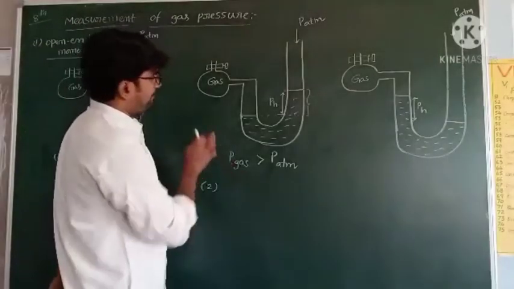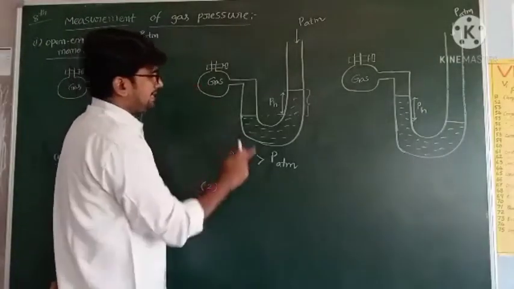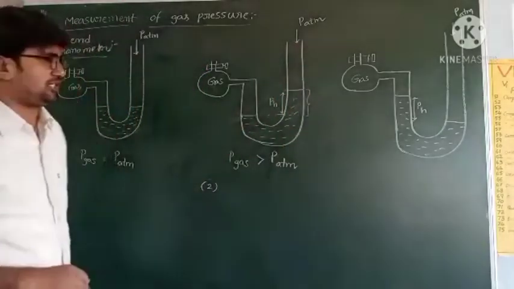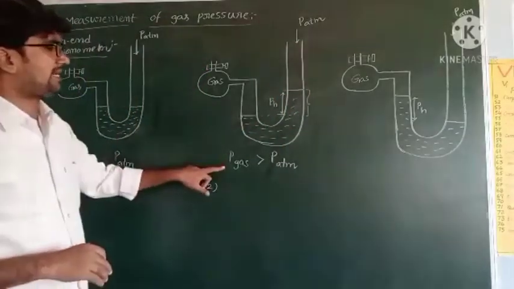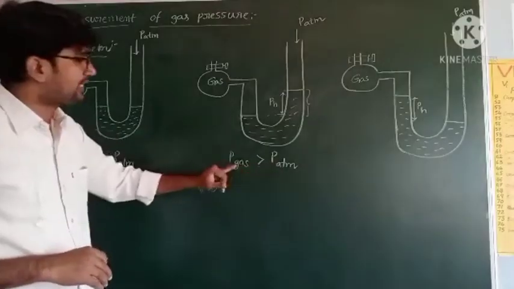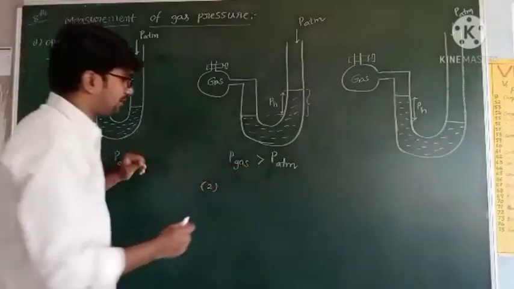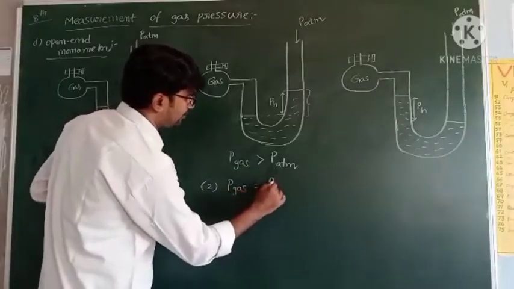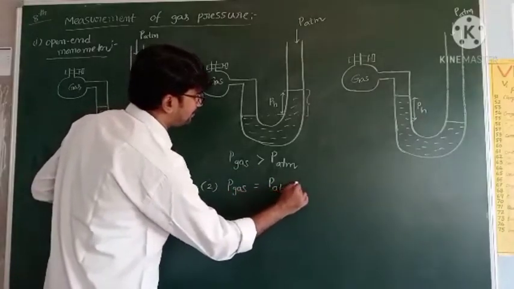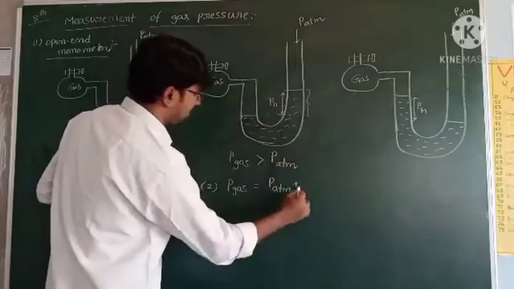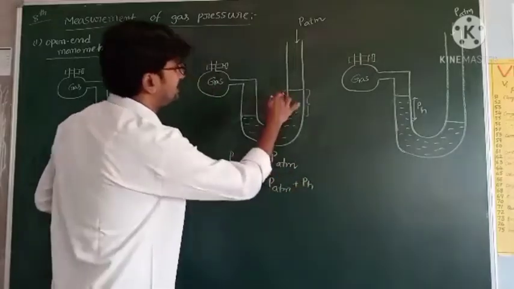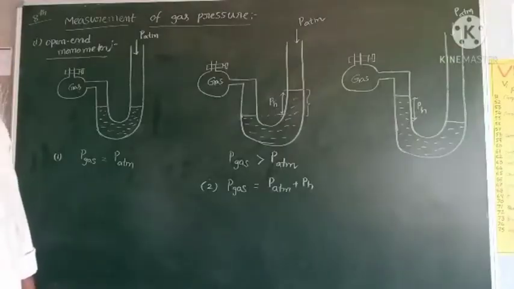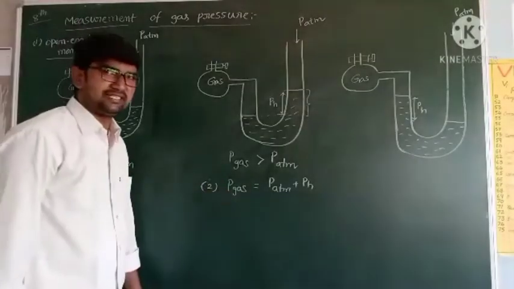So the pressure created by the gas is greater than the pressure created by the atmospheric gas in this condition. So here, this is greater than this one. So how to express the pressure of the gas? Another formula: P gas is equal to P atmosphere plus pH, the distance between the two limbs. I think it is very easy.